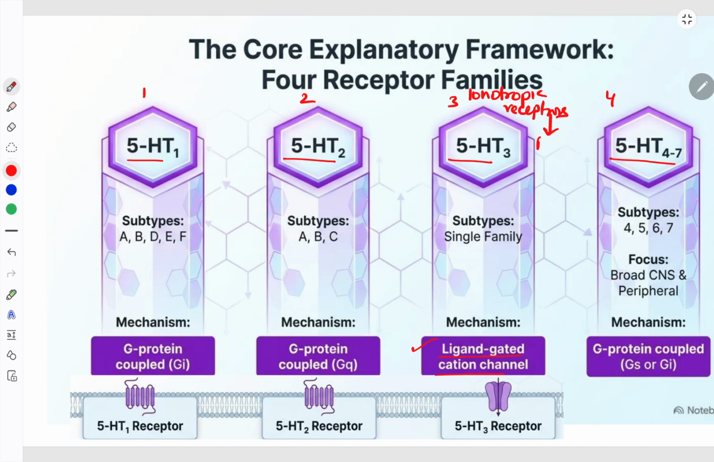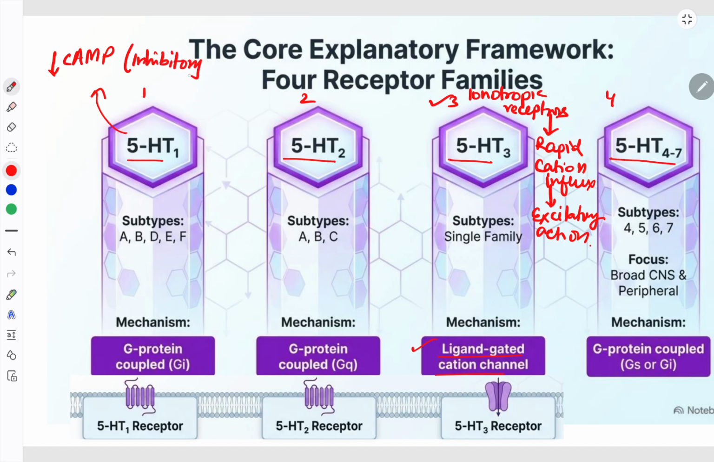This receptor is responsible for rapid cation influx and thereby producing excitatory action. This is its primary mechanism of action. Whereas 5-HT1 acts by decreasing cAMP level and therefore primarily produces an inhibitory effect.